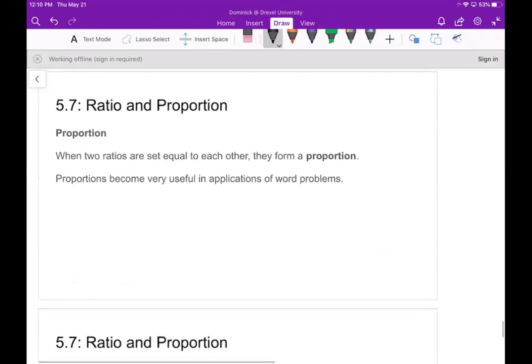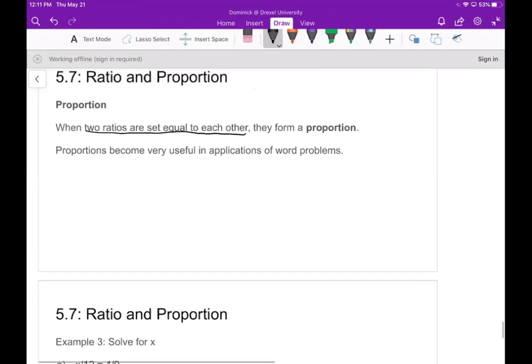Now that we've talked about ratios, we can talk about proportions. When you have two ratios that are set equal to each other, they form what's called a proportion. These are also very useful in word problems. Now, to solve a proportion, this is where you cross multiply.